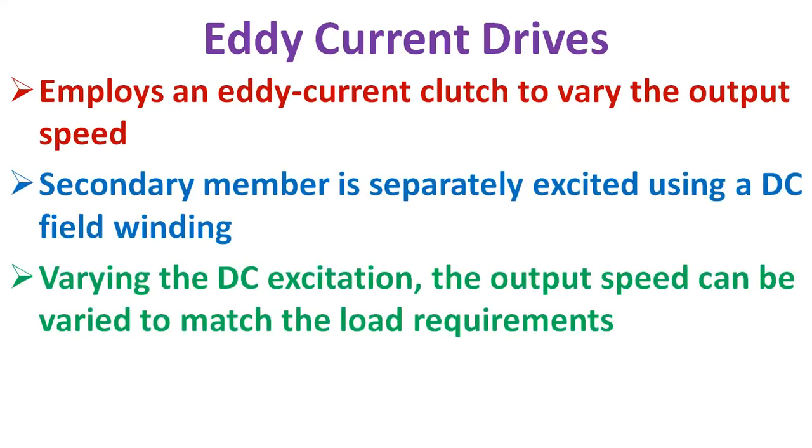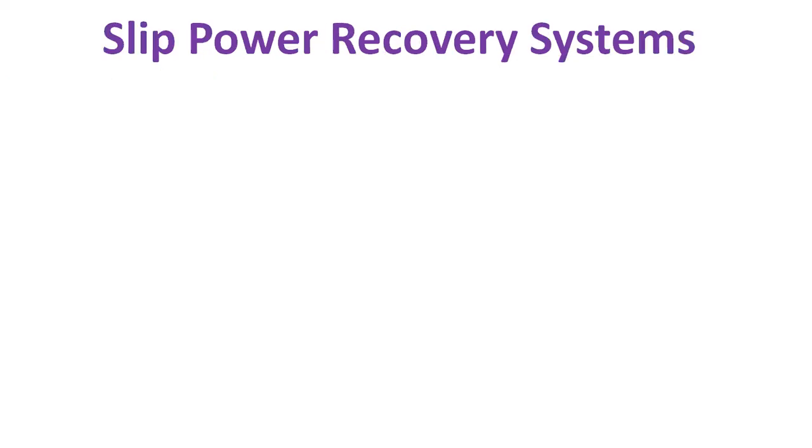The motor starts with the load at rest, and a DC excitation is provided to the secondary member, which induces eddy currents in the primary member. The interaction of the fluxes produced by the two currents gives rise to a torque at the load shaft. By varying DC excitation, the output speed can be varied to match the load requirements. The major disadvantage of the system is the relatively poor efficiency, particularly at low load applications.